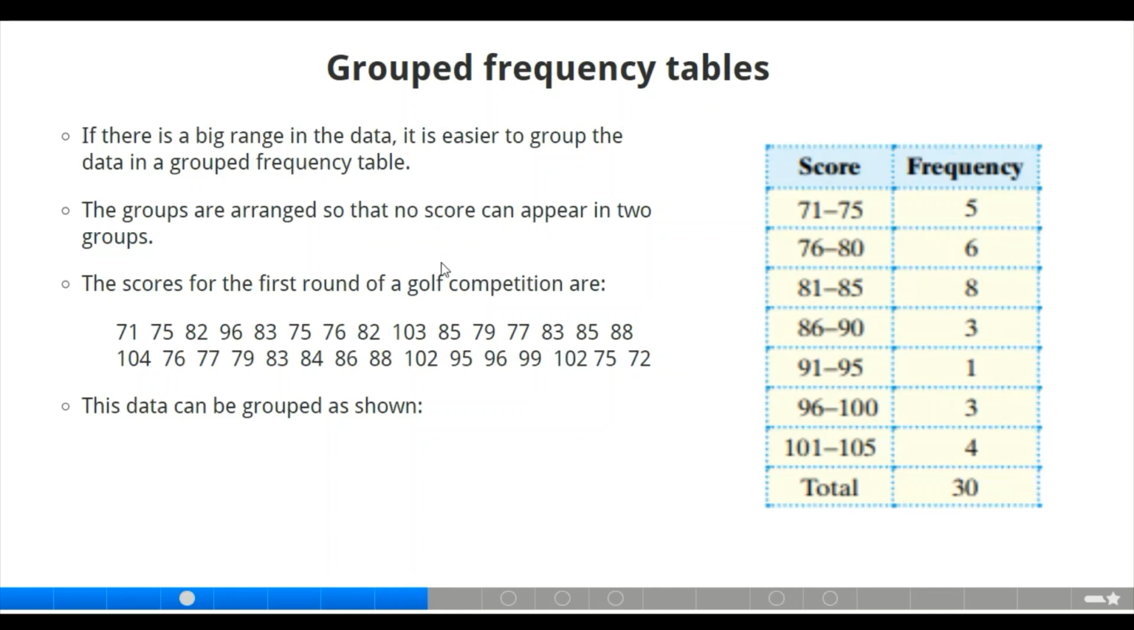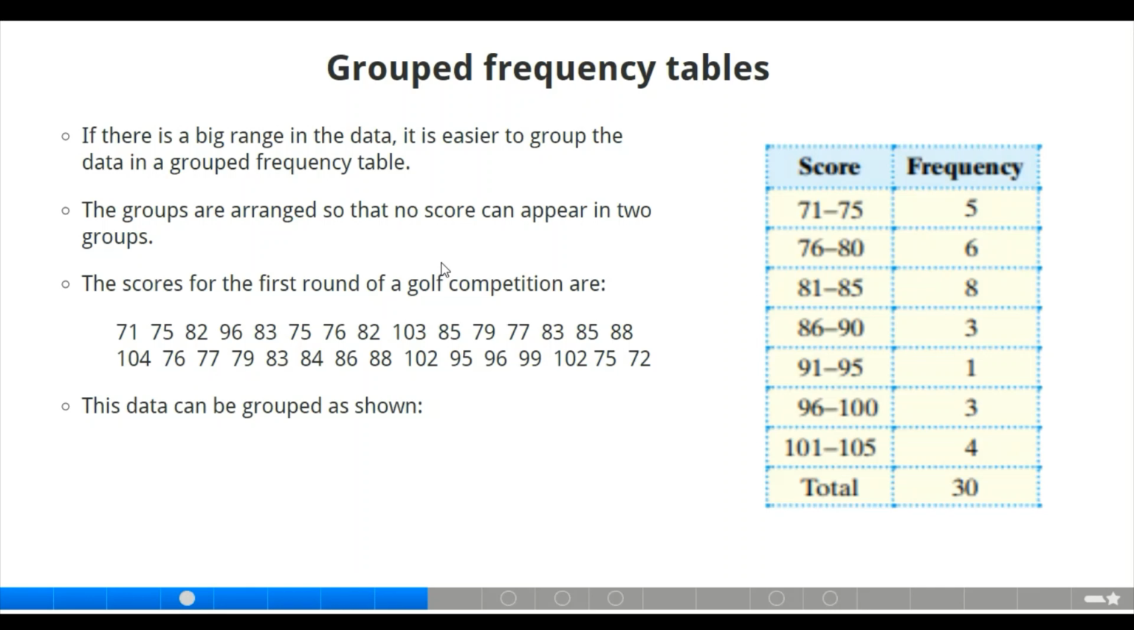Okay, now let's look at grouped data. If there is a big range in the data, it is easier to group the data in a grouped frequency table. The groups are arranged so that no score can appear in two groups. We have an example here. The scores for the first round of the golf competition are 71, 88, 102, 102, 75, and 72.